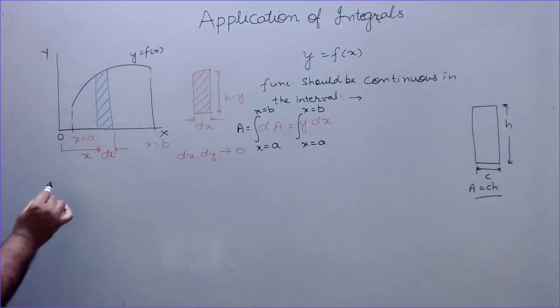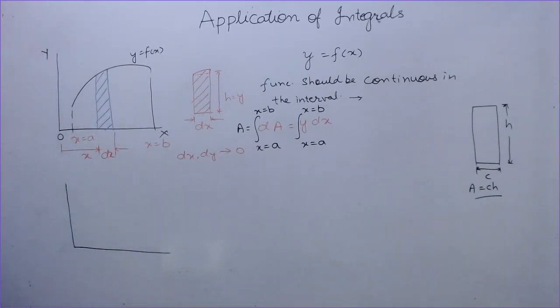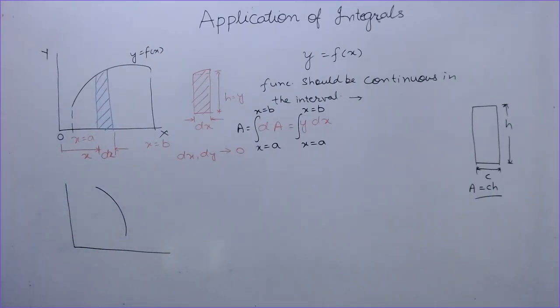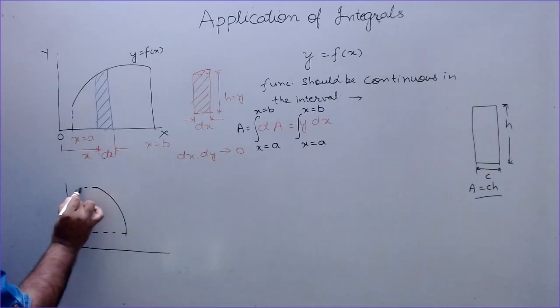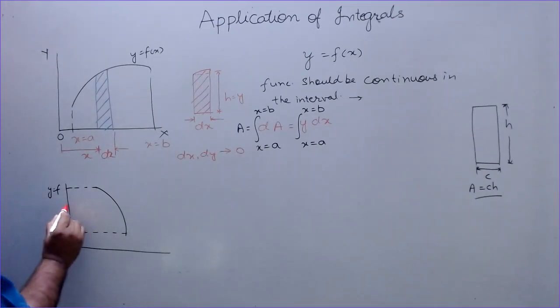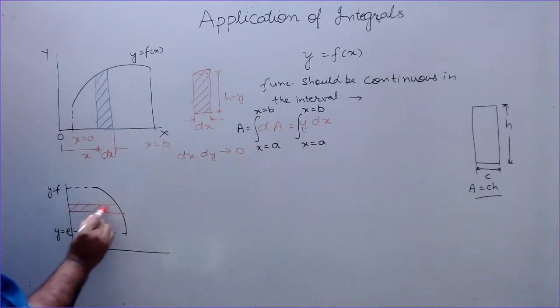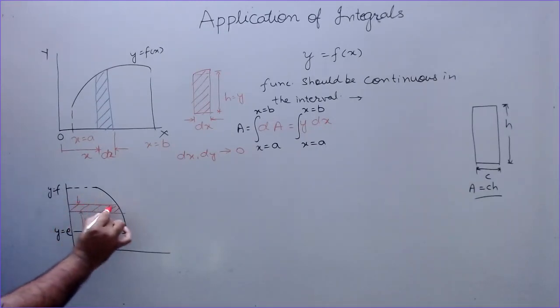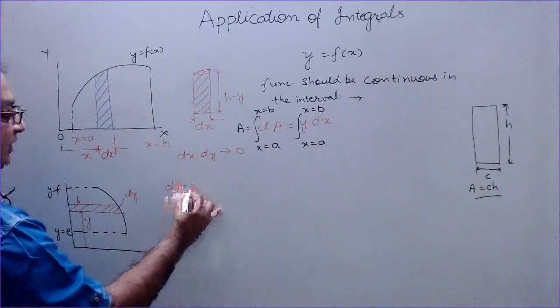Suppose it is given that the graph of the function is in the other form, x is a function of y, and the graph is like this. Here you will take a strip or a rectangle which is parallel to the x-axis and perpendicular to the y-axis. Suppose here y is given as y equal to e, and at this point y is equal to f. Let us take the rectangle like this and find its area. This distance from the x-axis is y and its thickness is dy. So dA is x dy.